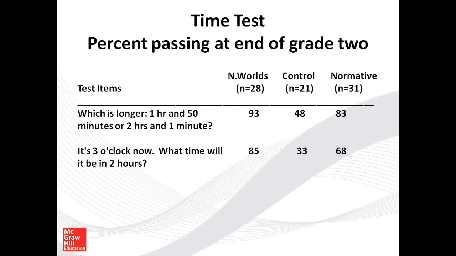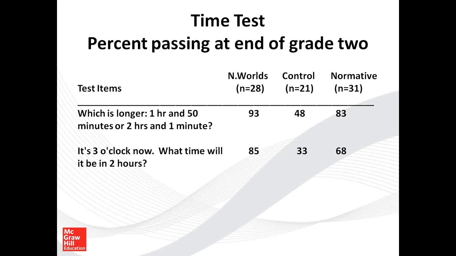The control group and the normative group, by contrast, were in regular classrooms using regular math curricula, and every math curriculum, first grade, teaches time and teaches some money concepts, and certainly by second grade. So on the first question that I'm showing you here, students were asked orally, which is longer? 1 hour and 50 minutes or 2 hours and 1 minute.